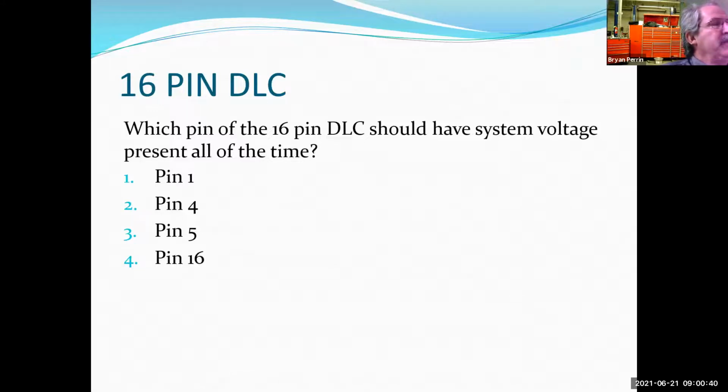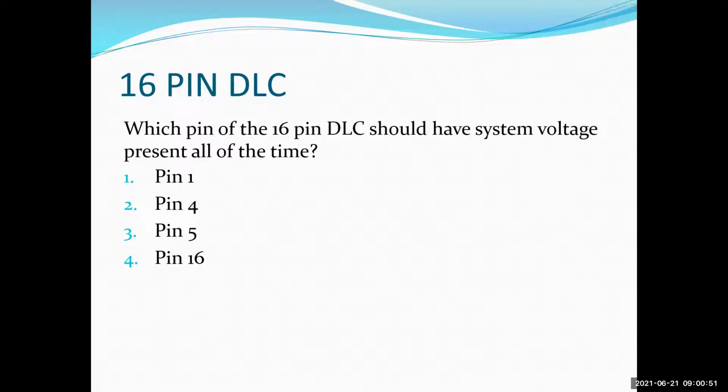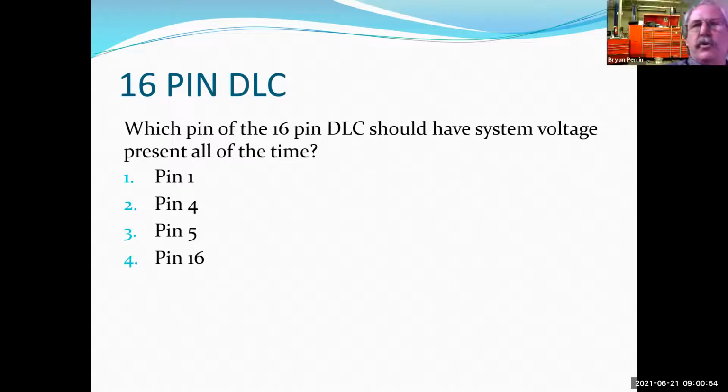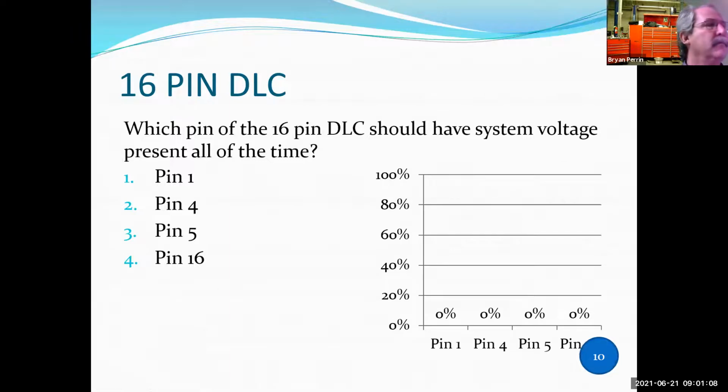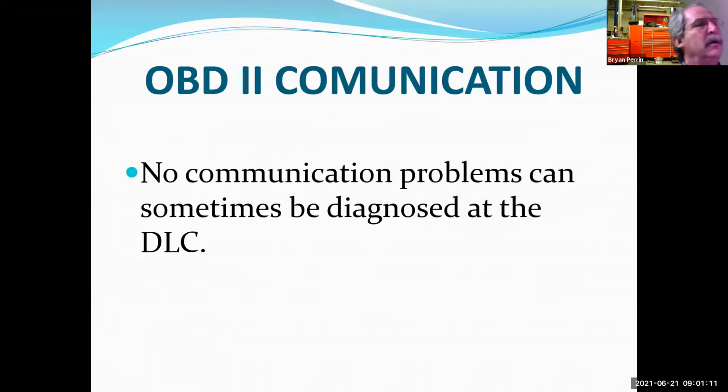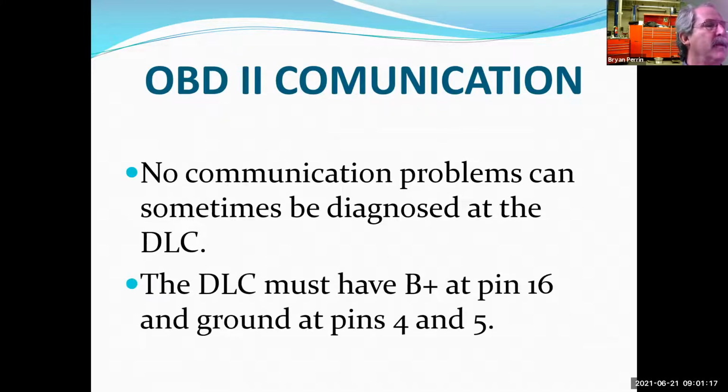So which pin of the 16-pin DLC should always have system voltage present all the time? Number 4, pin 16. You notice what I said, should have system voltage present all the time. So that's why if your key is in your pocket, you're still supposed to have power at pin 16. So that is unswitched battery power. So no communication problems can sometimes be diagnosed at the DLC. You must have B plus at pin 16 and grounds at pins 4 and 5.